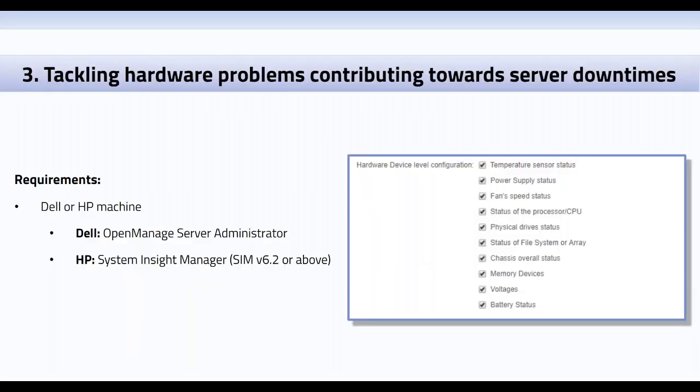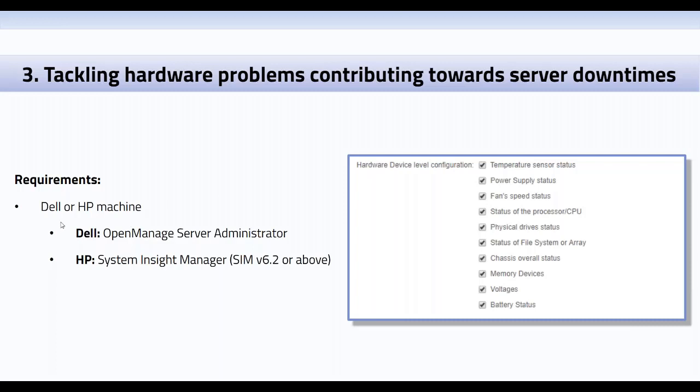So let's talk about hardware problems now. This is a brief section where we'll talk about the necessary parameters that have to be tracked so as to understand if there is a problem on the hardware side, and if there is a problem, how that problem contributes towards server downtime and subsequently results in business downtime.